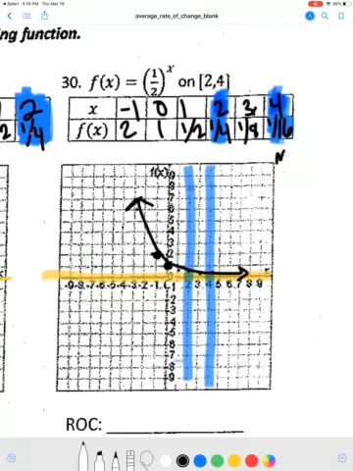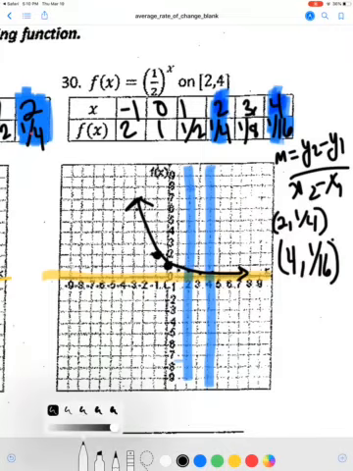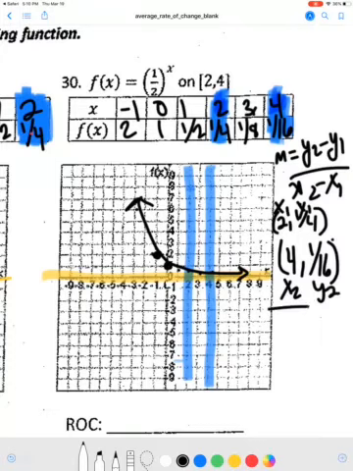Remember, my slope formula is y2 minus y1 over x2 minus x1. And we're going to use the coordinates 2, 1/4 and 4, 1/16. From here, let's go ahead and label: we have x1, y1, x2, y2, and we're going to plug it in.